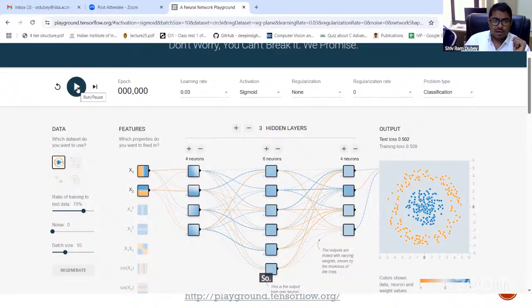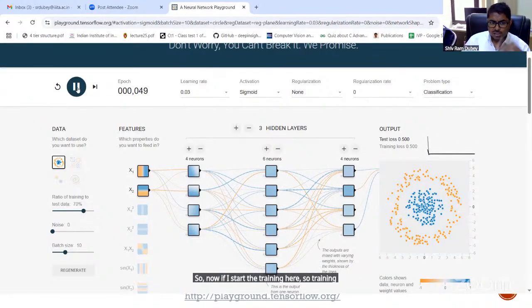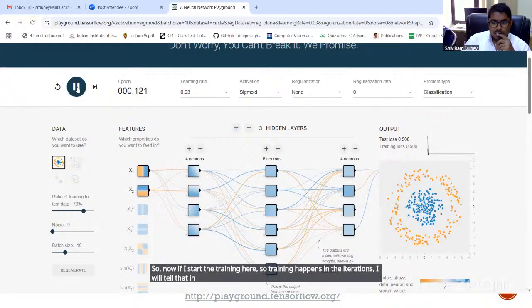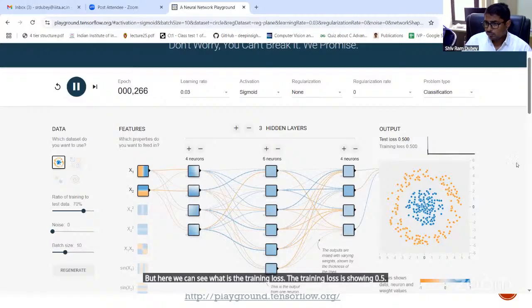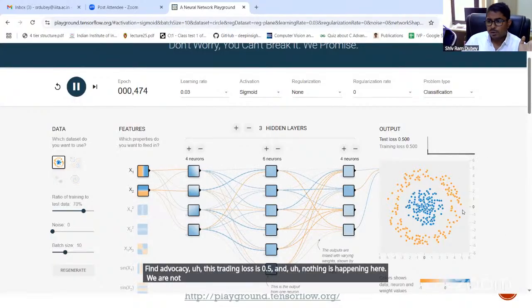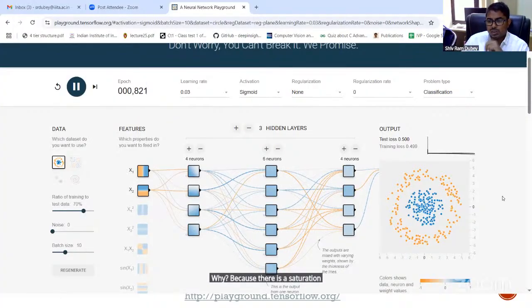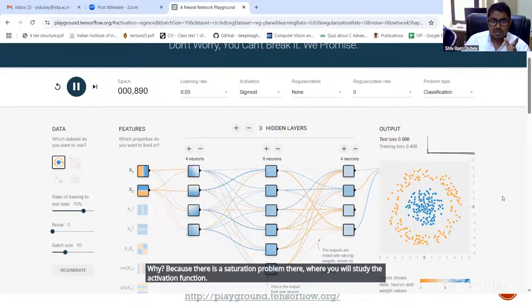Now if I start the training here, training happens in iterations. I will explain that after some time. But here we can see the training loss. The training loss is showing 0.5. We can see this training loss is 0.5, and nothing is happening here. We are not getting any proper decision boundary. Why is this happening? Because the sigmoid activation function is not a good nonlinear function. Why? Because there is a saturation problem there. When you study activation functions, you will come to know about the saturation problem. Due to that, this is not a good activation function.